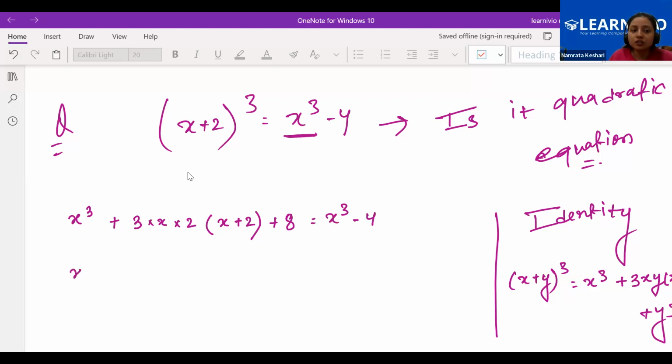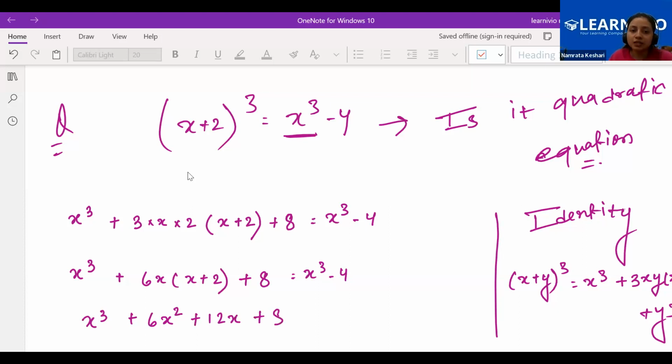Okay. Now x cube. Let's open the bracket, but before that, let's do the multiplication. 3 into x into 2, that is 6x, in bracket (x plus 2). Plus 8 is equal to x cube minus 4. So we will have x cube plus 6x square plus 12x plus 8 is equal to x cube minus 4.